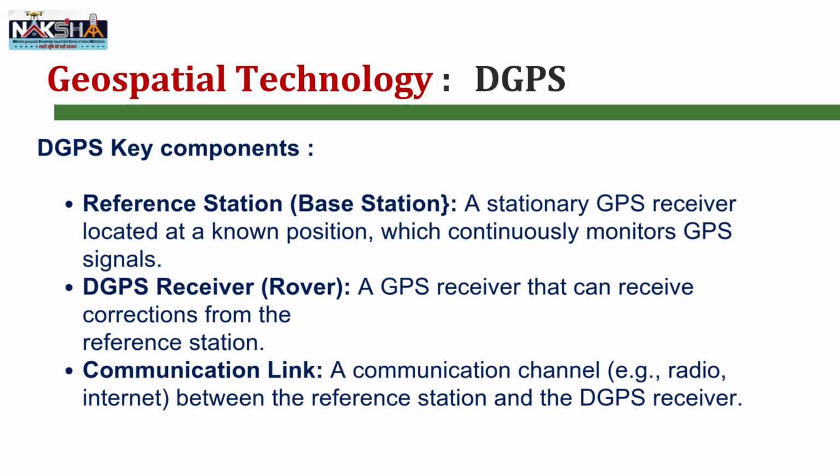DGPS receiver, or rover, a mobile GPS receiver that receives the corrections from the reference station and applies them to its own position calculations, greatly improving accuracy.